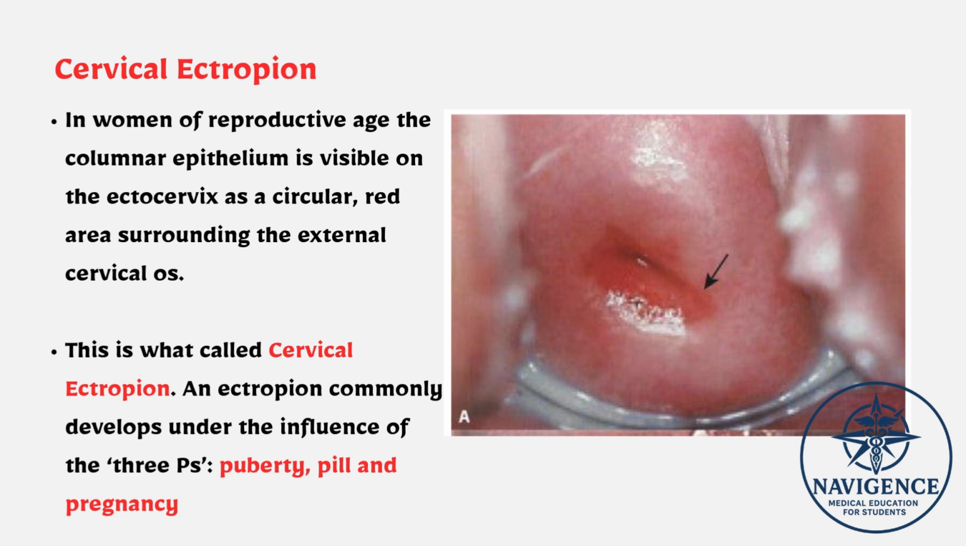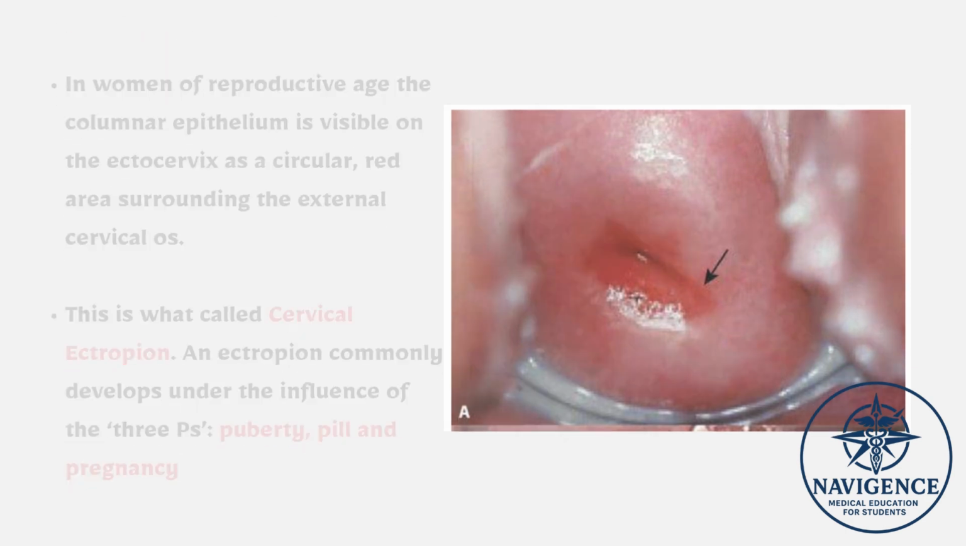This is a normal finding and should not be called cervical erosion, because that term incorrectly suggests an ulcer. The correct term is cervical ectropion. Cervical ectropion often develops under the influence of the 3 Ps: puberty, pill (hormonal contraception), and pregnancy. It is a physiologic change, not a pathological lesion.